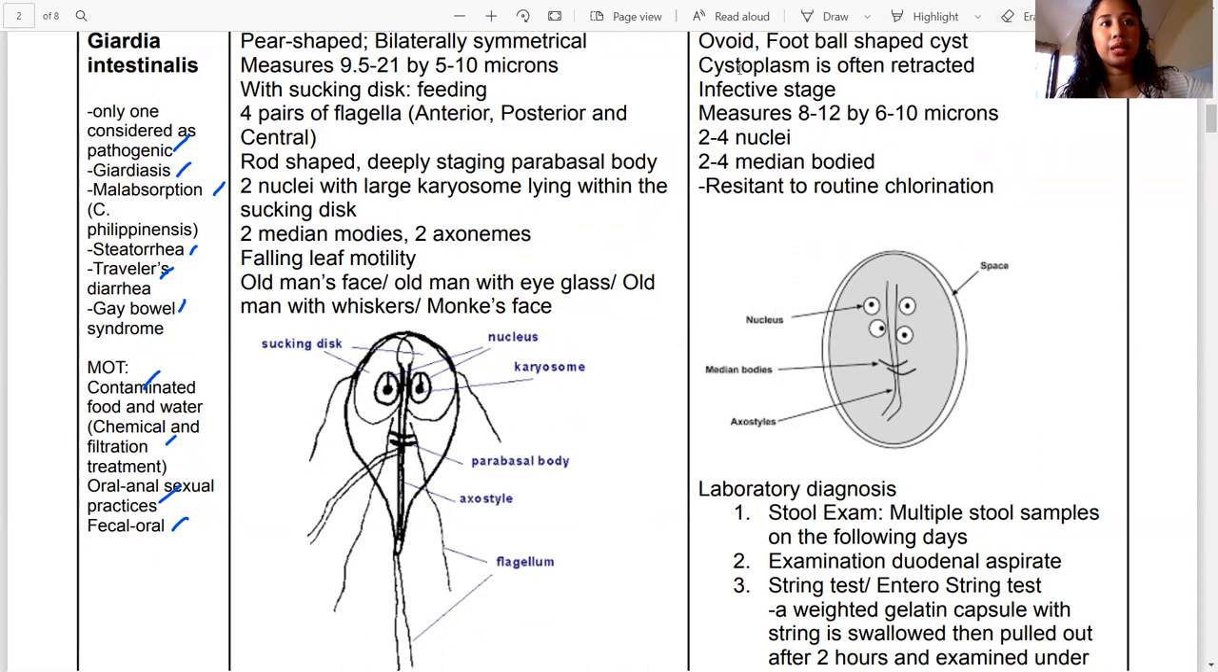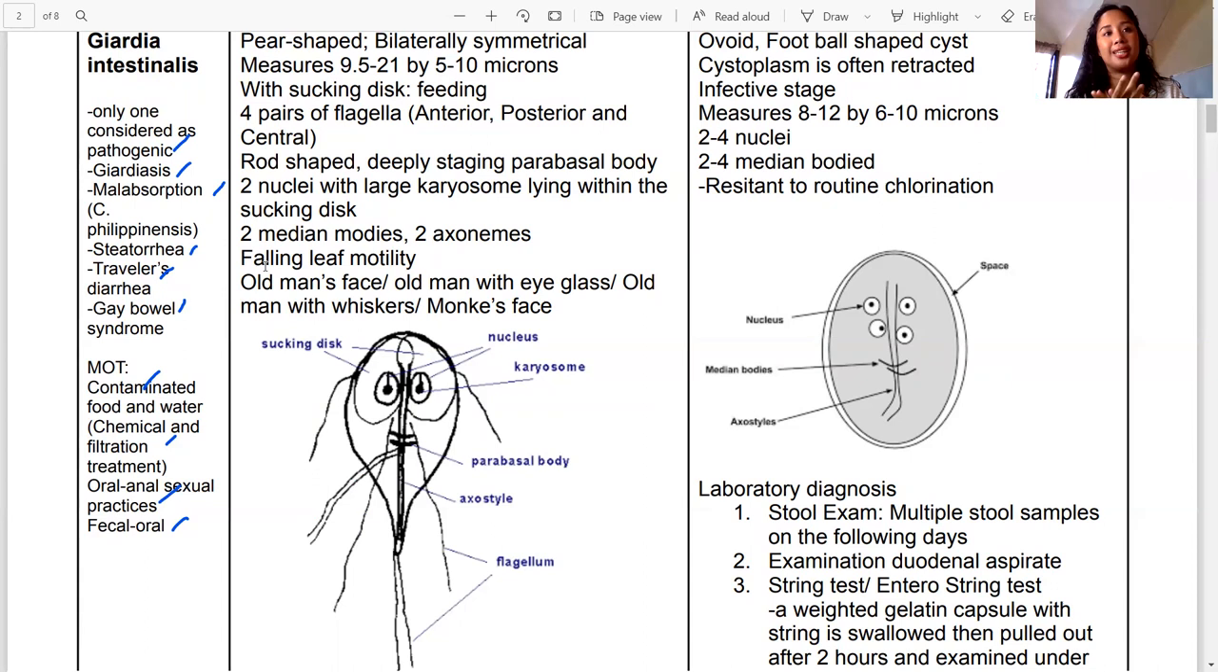What else? We have 2 median bodies. Sorry, I made many typos. And 2 axonemes. Median bodies and axonemes. It has a falling leaf motility. So, a leaf falls like this, right? I'll link a video on the falling leaf motility. So, that is how it moves. The sucking disc is very unique to Giardia intestinalis.